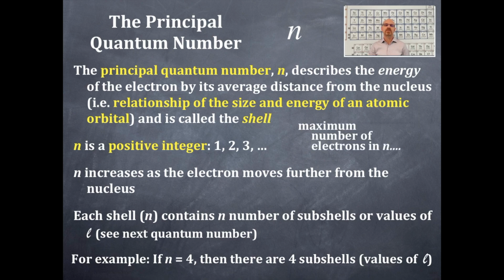Okay, the maximum number of electrons in N is 2n squared. So if you were to plug in a 1 into there, you have 1 squared times 2. That's 2. 1s orbital, 2 electrons. That's the maximum number of electrons that you can fit in there. If n is equal to 2, then it is 2 squared, which is 4 times 2, which is 8. Okay, I'm going to let you do the rest of them there. And we're going to come up with some of those numbers also.